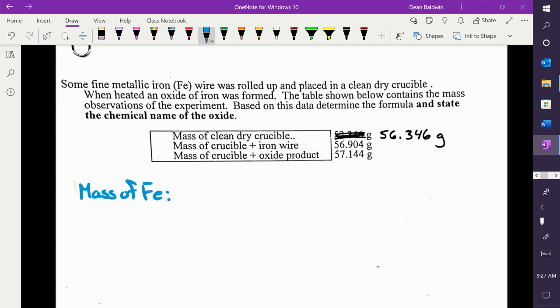So 56.904 grams minus the 56.346 grams gives me the mass of iron, which turns out to be 0.558 grams. That's how much iron we used. All right.